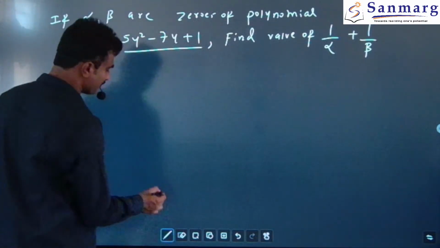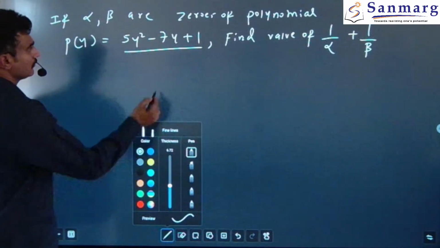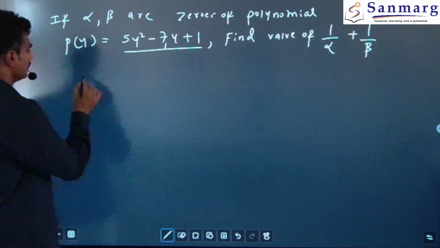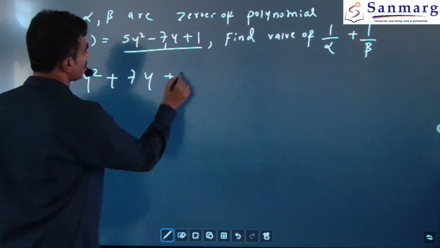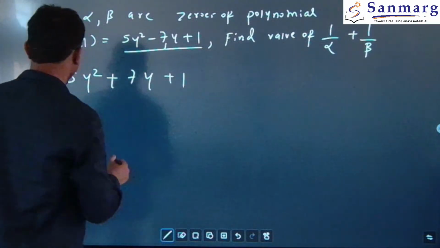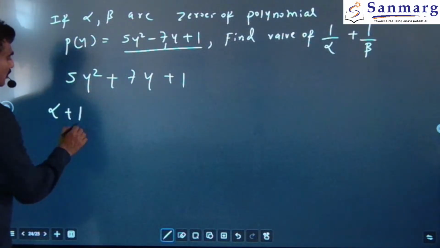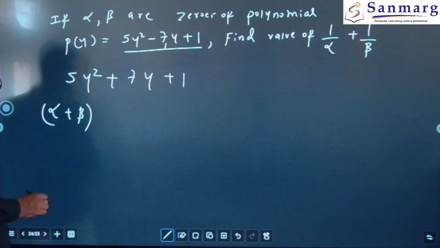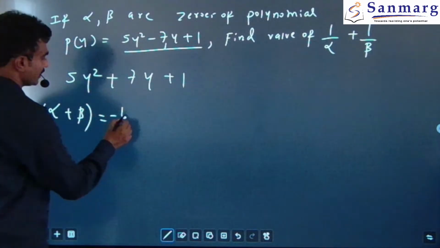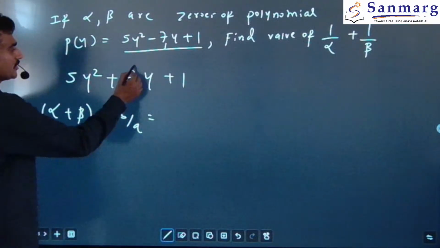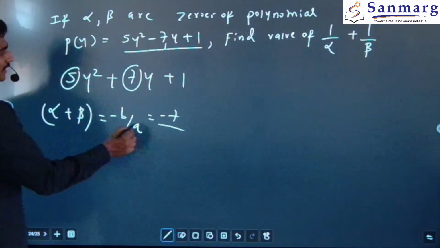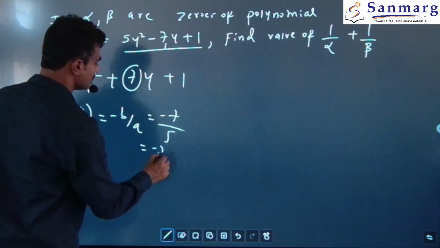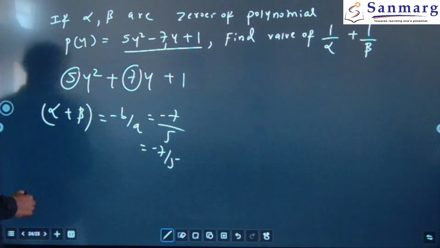Where we cannot split the middle term using that condition, in that case what we can do is go for sum and product. What is the sum of the roots? That is alpha plus beta, which will be equal to minus b by a. What is b? It is minus 7. What is a? 5. So the sum is minus 7 by 5.